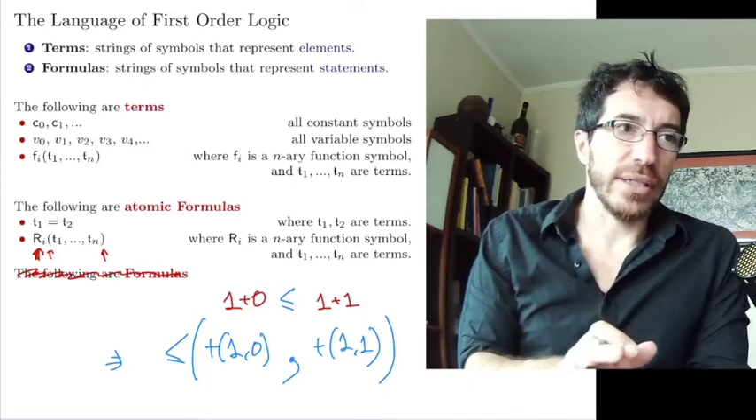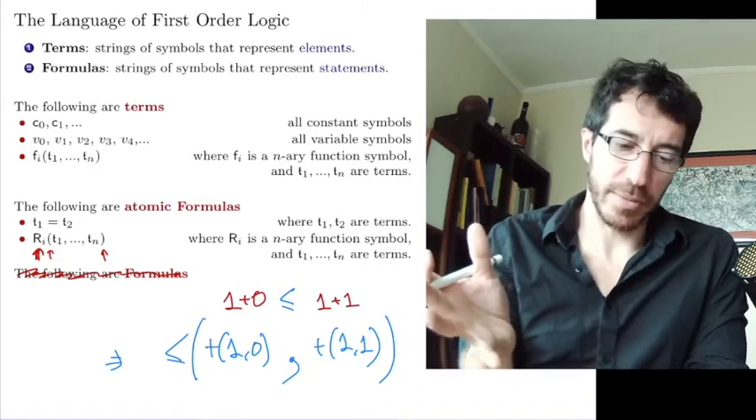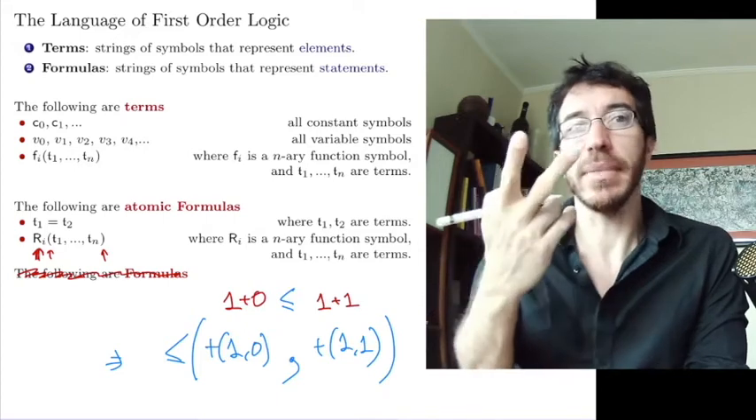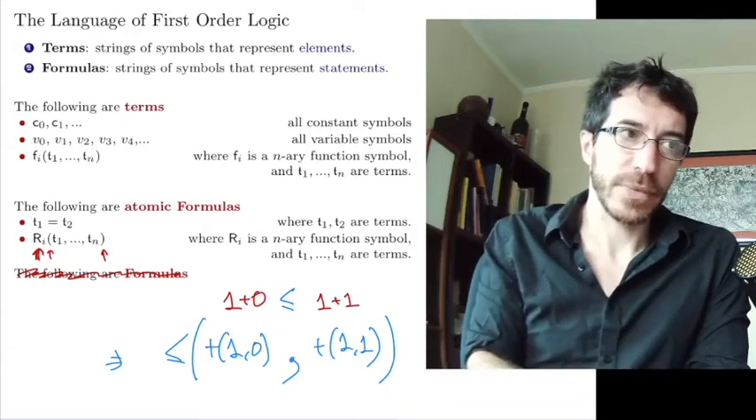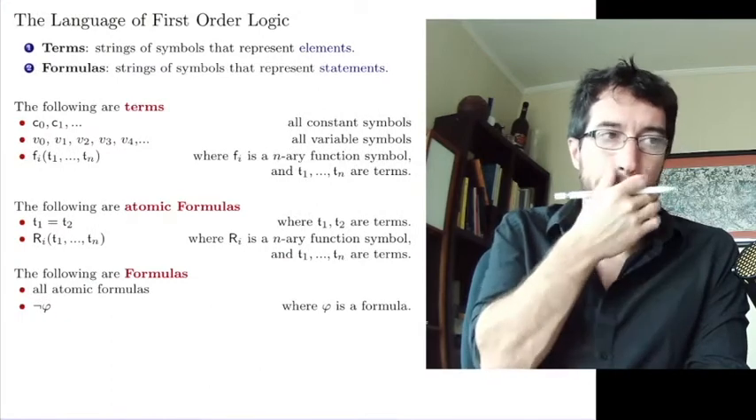Okay, so that's how you build atomic formulas. From the terms, you apply relations to the terms. Essentially, here equality behaves like a relation, right? So it's like a binary relation. Okay, so from the atomic formulas, now we're gonna build all formulas.